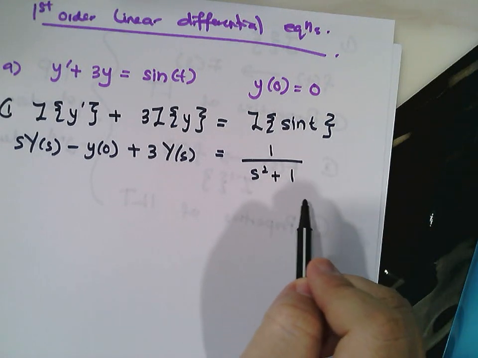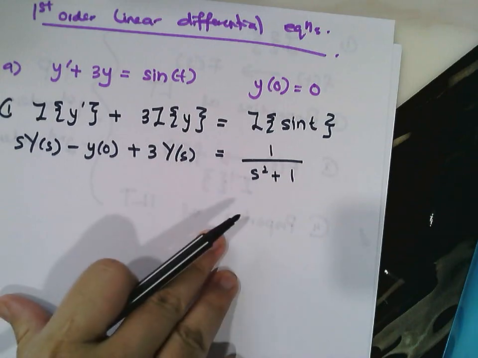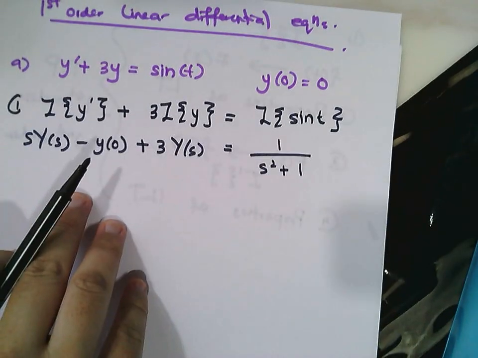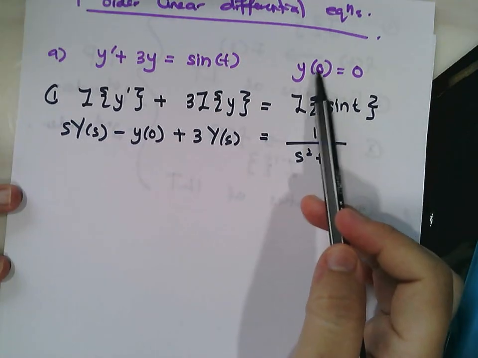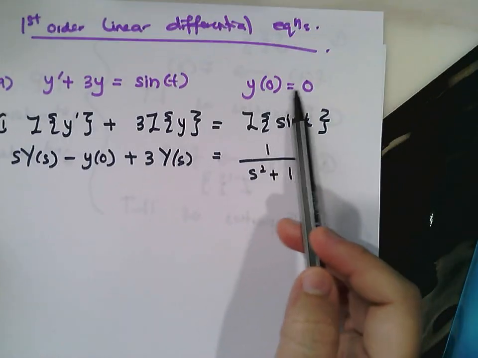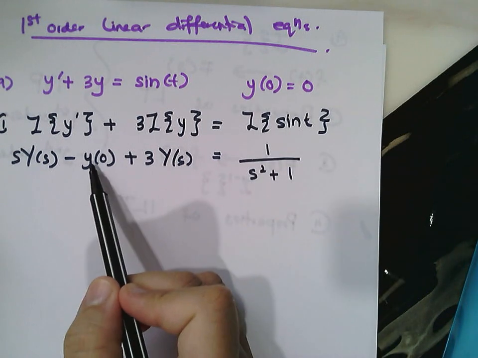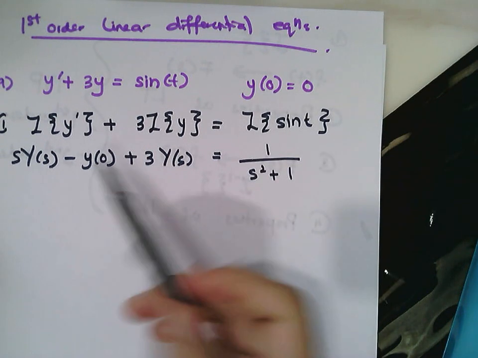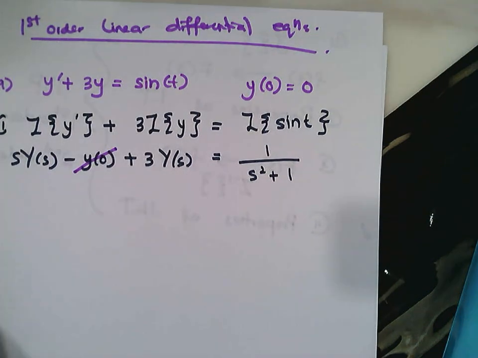Okay, so the next step is you need to substitute the conditions given to you. Now you have an initial condition y(0) = 0. So now here you have y(0) which is equal to 0, so you can cancel out this one.